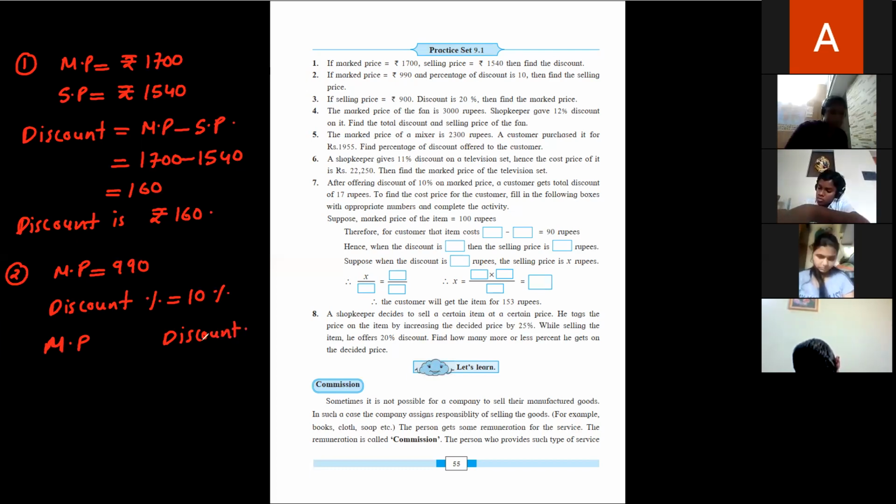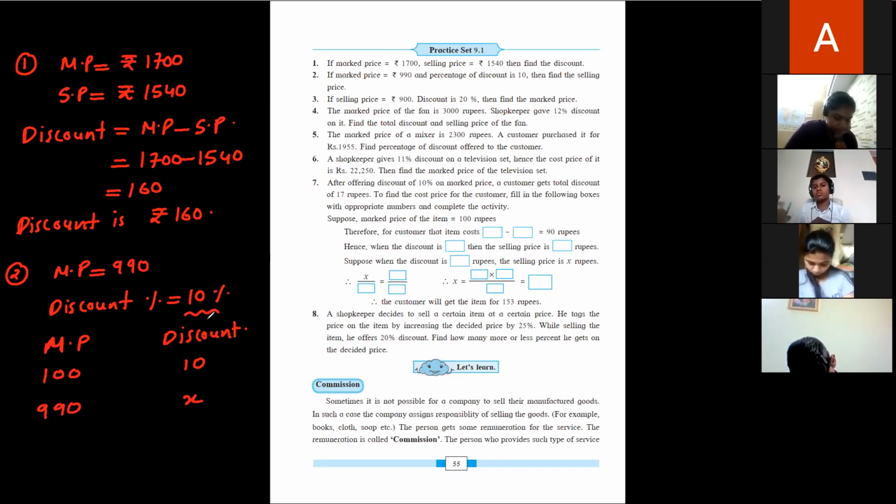If suppose discount is 10%, what do you mean by 10%? If suppose our mark price is 100, our discount will be rupees 10. But if our mark price is rupees 990, we don't know how much discount we will get. So we'll take it as X. I'll again explain. What does this 10% mean? We'll get 10 rupees discount if our mark price is 100.